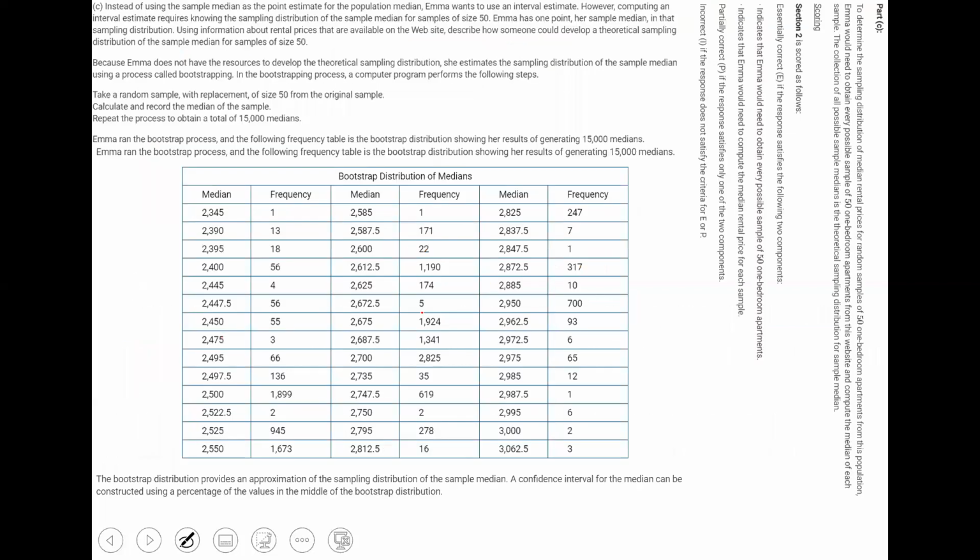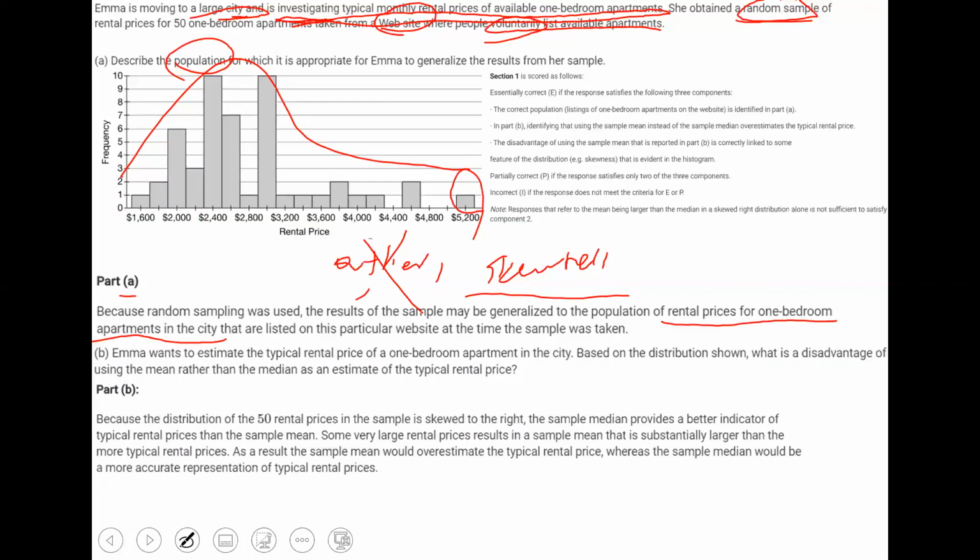So there are a couple things that you have to look for, that you have to say: the median was a better choice. Mean has a disadvantage because the mean would overestimate values due to the skewness of this graph. Okay, I think that would have been a sufficient answer.